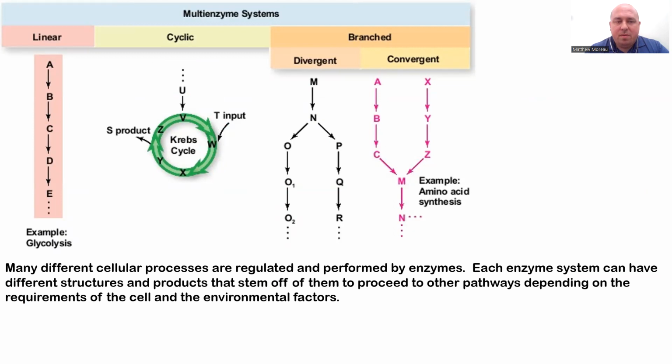Now, most enzymes exist in biochemical pathways. Different biochemical pathways come in a couple different types of cycles or pathways. One of the more common ones are linear pathways. So product A, enzyme 1, intermediate B, enzyme 2, intermediate C, and so on and so forth. An example is glycolysis.